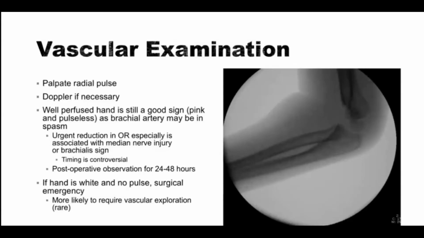There are a lot of questions that have been asked on tests about this particular scenario, and there have been different answers over the years. But in essence, if you don't have a good radial pulse and the hand is cool, that's certainly an emergency. But if you have a warm and well-perfused hand and you can't find a pulse, that usually just means it's an urgent reduction, and it may mean the artery is simply in spasm. So the timing of that is a little more controversial.